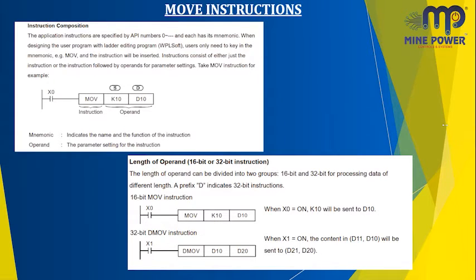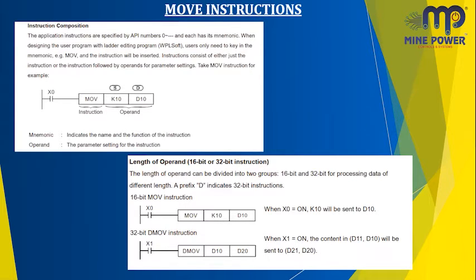When X1 is on, the content in D11 and D10, the two registers, will also be sent to D20 and D21. That means D11 goes to D21 and D10 goes to D20. Whatever value is entered here moves to D20. The set values in D10 and D11 are sent to D20 and D21.